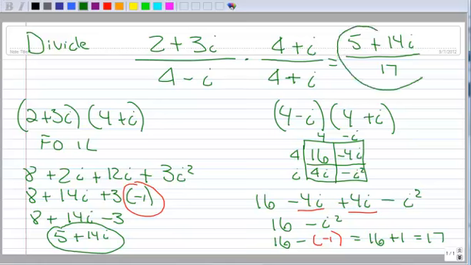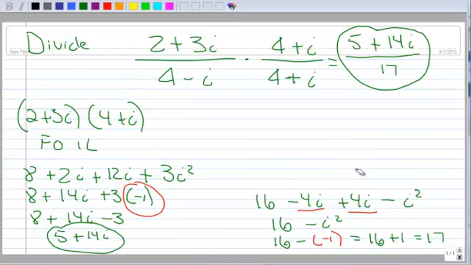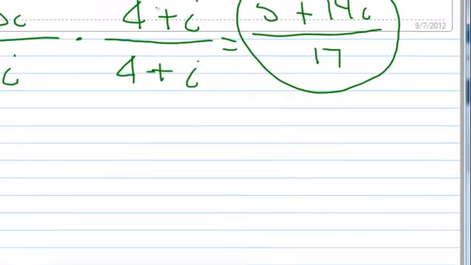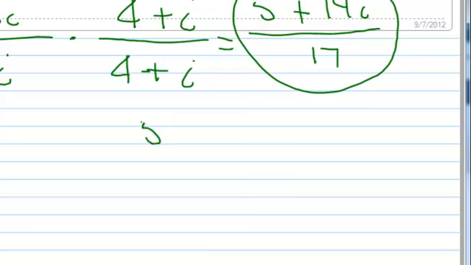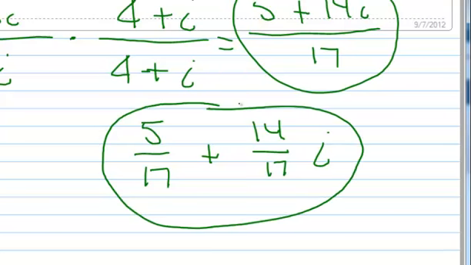I am perfectly happy with this answer, but in the back of the book, let me erase a few things here. In the back of the book, they're going to show this in complex number form, so you have to know how to break that apart. So we can break that apart into 5 over 17 plus 14 17ths i. So that's also the answer. I'm fine with either one of them, but depending on the question, the back of the book might prefer this, or it might prefer that. So that's the end of dividing.